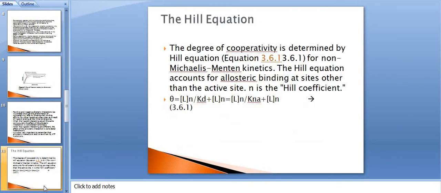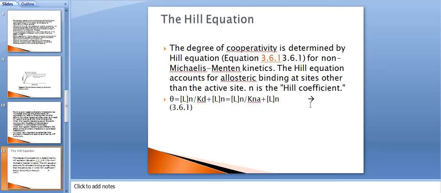Next, coming to the point, the Hill equation, okay. Let us discuss the Hill equation. That is nothing but the degree of cooperativity, which is determined by the Hill equation for non-Michaelis-Menten kinetics, okay. For non-Michaelis-Menten kinetics, the Hill equation accounts for allosteric binding at sites other than the active site. Here n is the Hill coefficient.